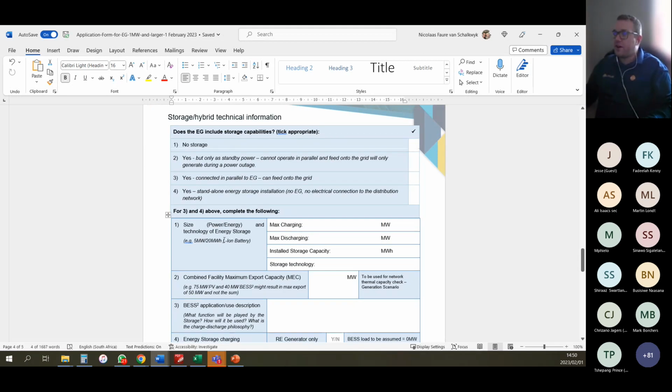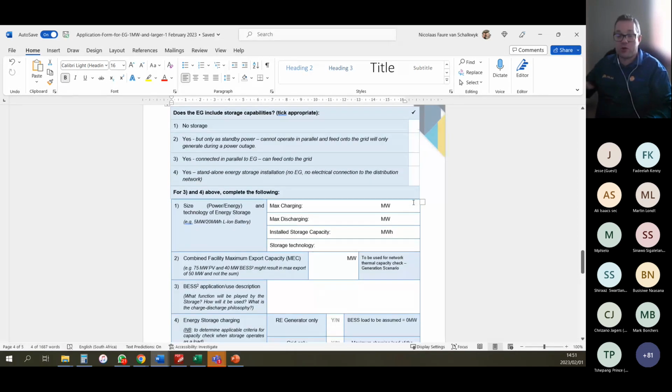Okay, so if you continue in the file, you'll see if you're going to install storage or hybrids, you need to tick off which option is applicable. So it's yes, there's storage, or no, there's no storage. Yes, but it will only be used for standby, or yes, connected in parallel so it can operate with the solar or other forms of generation or the embedded generator, and then standalone. In other words, it's totally off-grid or on the side. I'm talking about the battery component. So you could still have an embedded generator solar plant, but the battery is operating totally separate from that.